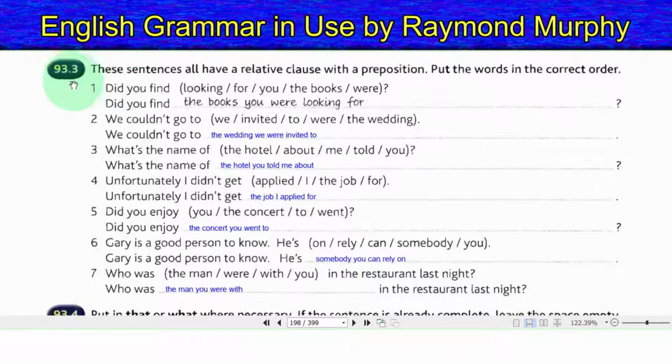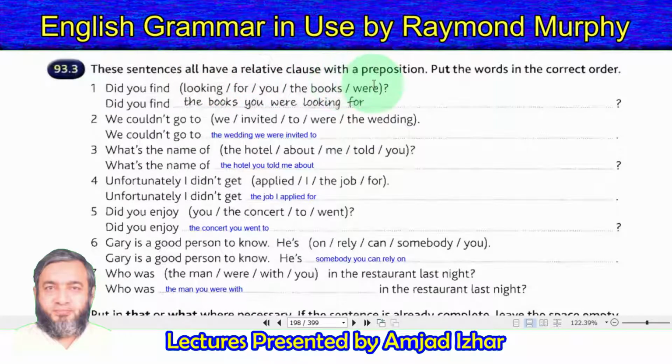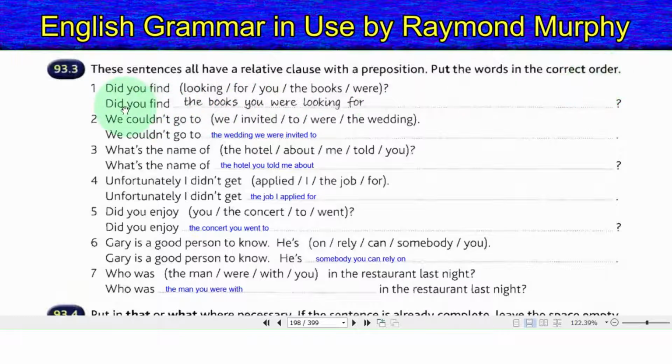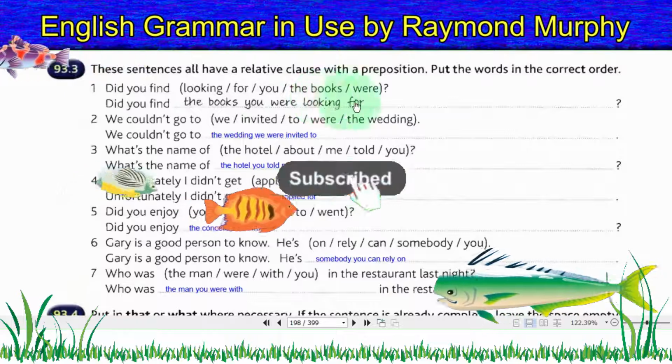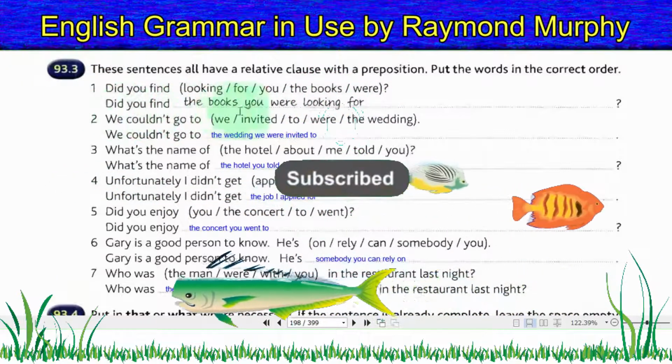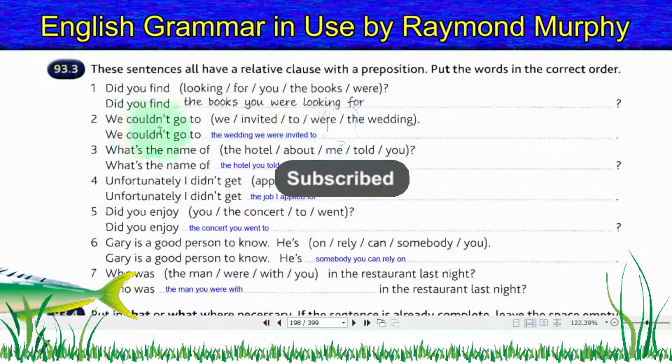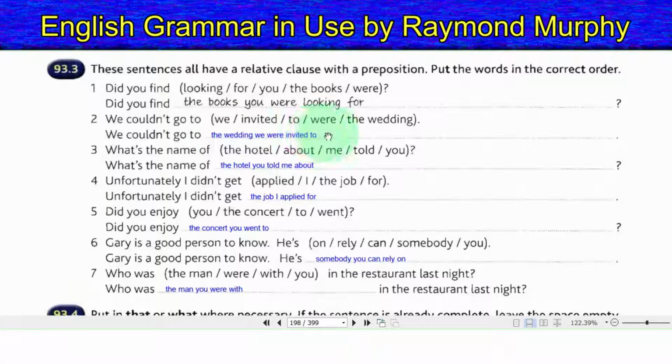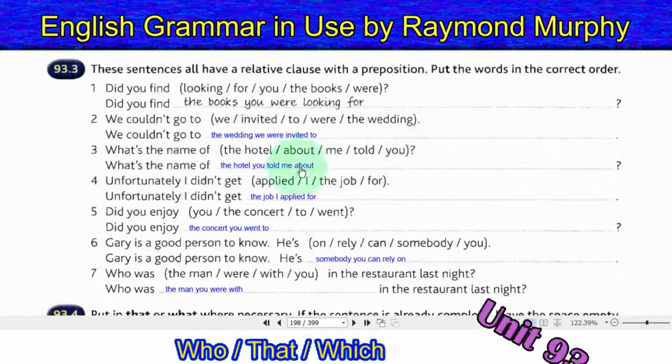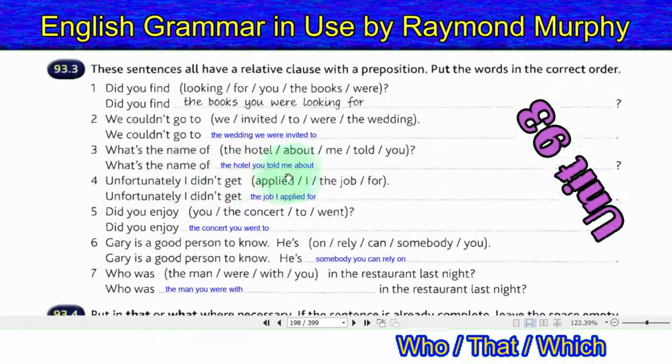93.3. These sentences all have a relative clause with a preposition. Put the words in the correct order. Did you find the book you were looking for? We couldn't go to the wedding we were invited to. What's the name of the hotel you told me about?